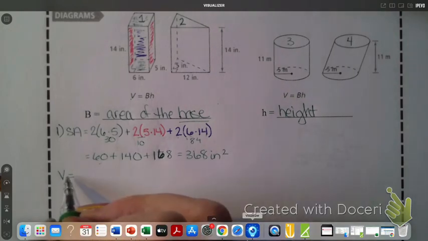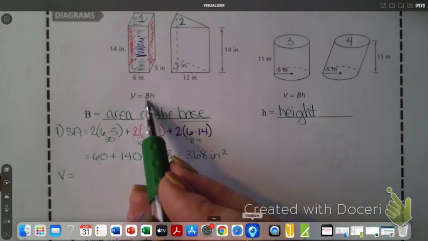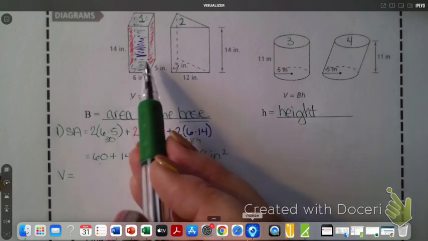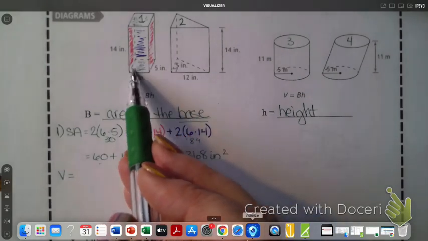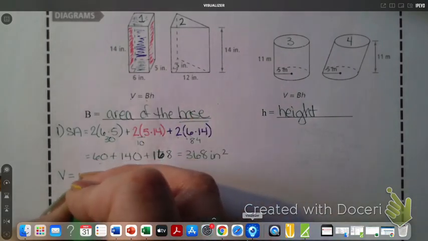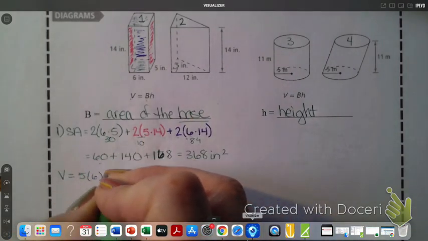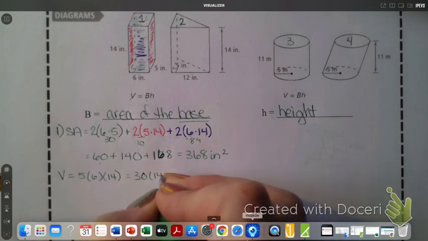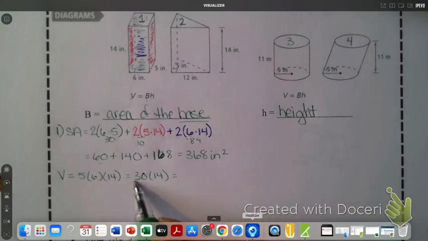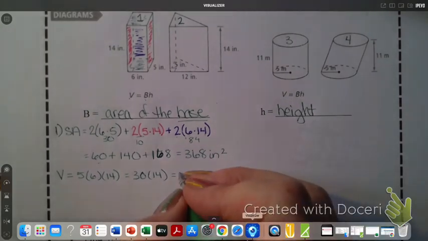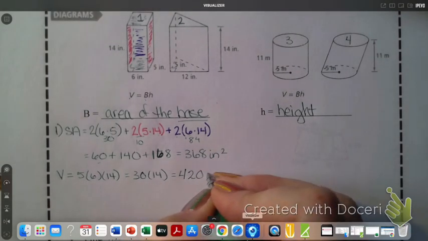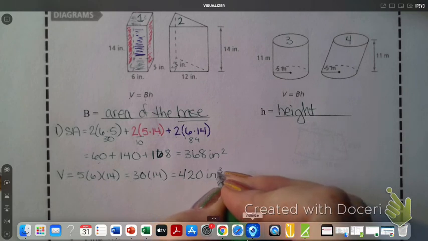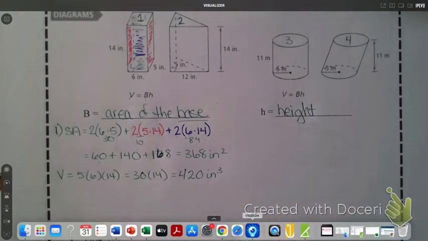Okay, so volume is the area of the base times the height. Well, the base is what times what? Like 6 times 5, and the height is 14. So that gives me 30 times 14. Okay, so 3 times 4 is 12. Now I carry a 1. 3 plus 1 is 4. So 420 inches cubed. Because now we have an inch times an inch times an inch. Each of those dimensions had inches on them.